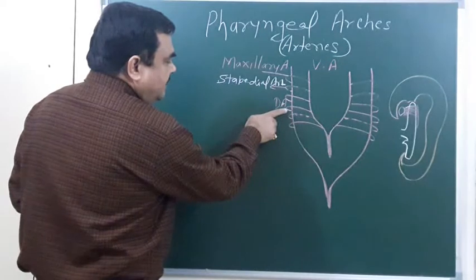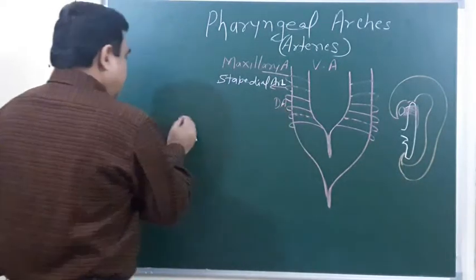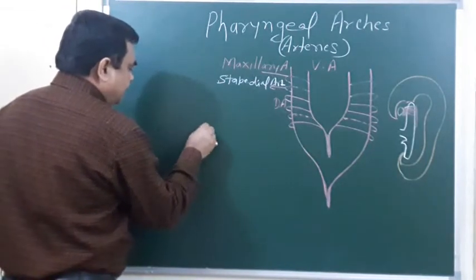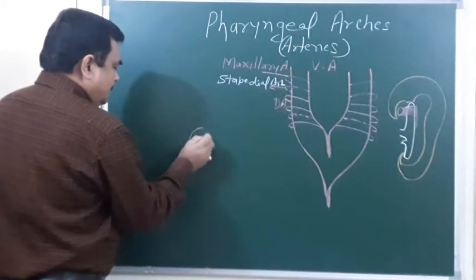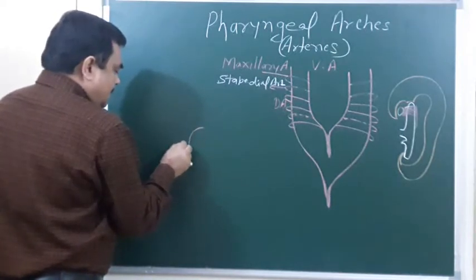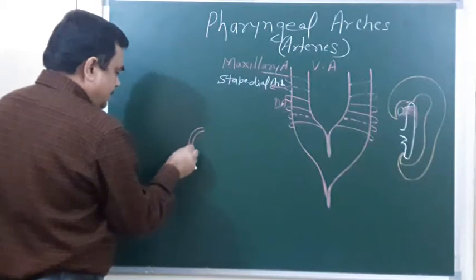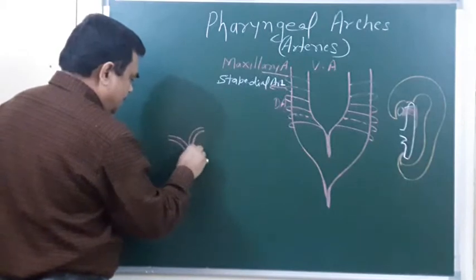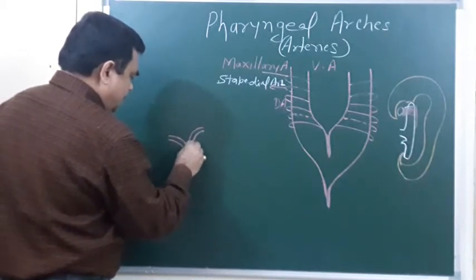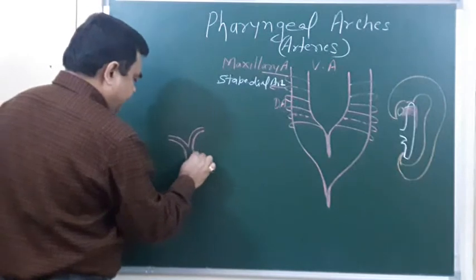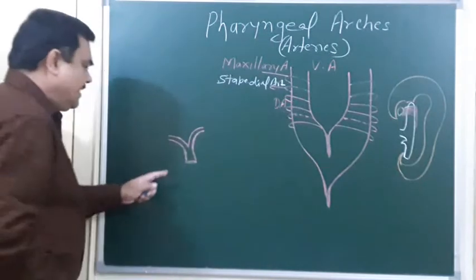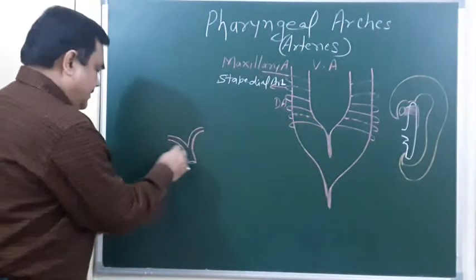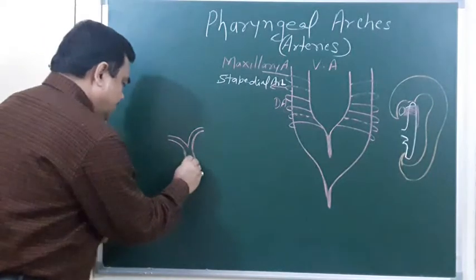Initially, first of all, we'll take the fourth arch artery. This is fourth arch artery. This fourth arch artery, here is fourth arch artery. In this diagram, this is aortic sac. This portion, aortic sac. This is aortic sac.